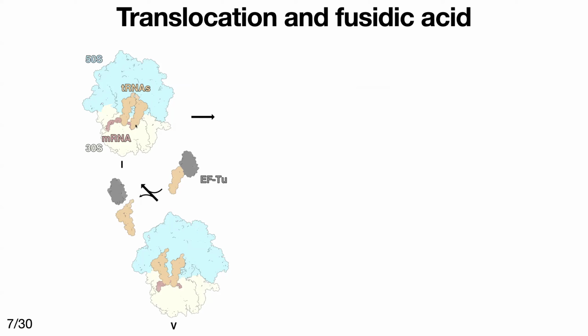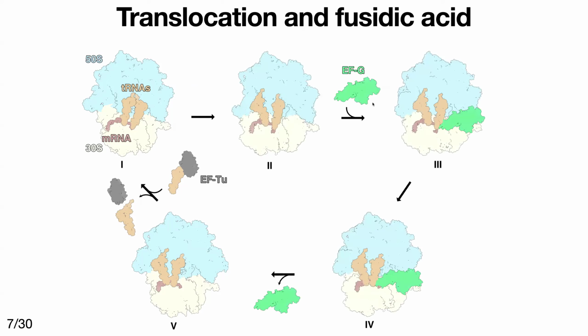And this job of moving the tRNAs by one codon is done by elongation factor G, which is this protein in green that binds to the ribosome and pushes the tRNA and mRNA by one codon. So then the A site is free again, and a new tRNA can be delivered. And I will call elongation factor G EFG many times.